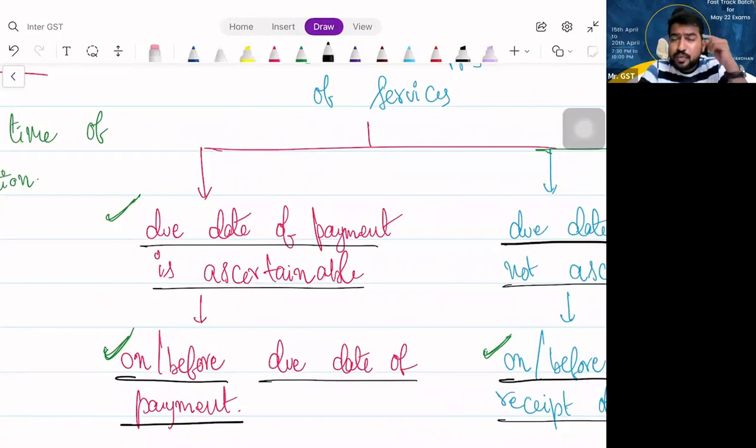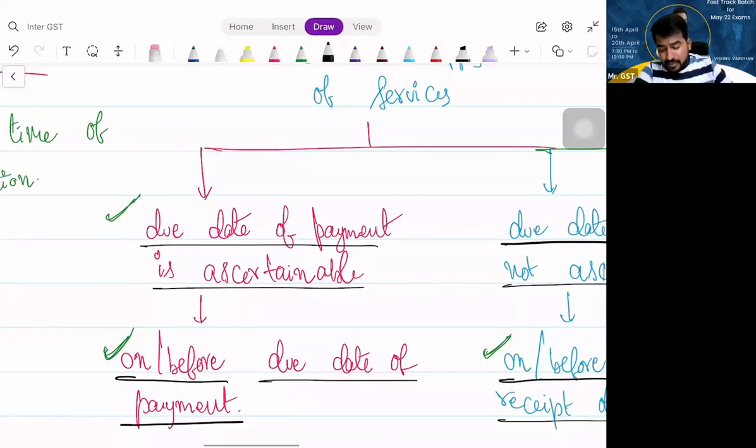That means, is there any due date mentioned in the contract? Yes. By reading the agreement, are you able to ascertain the due date? Yes. On or before the due date, the contractor Divakar has to raise the invoice.